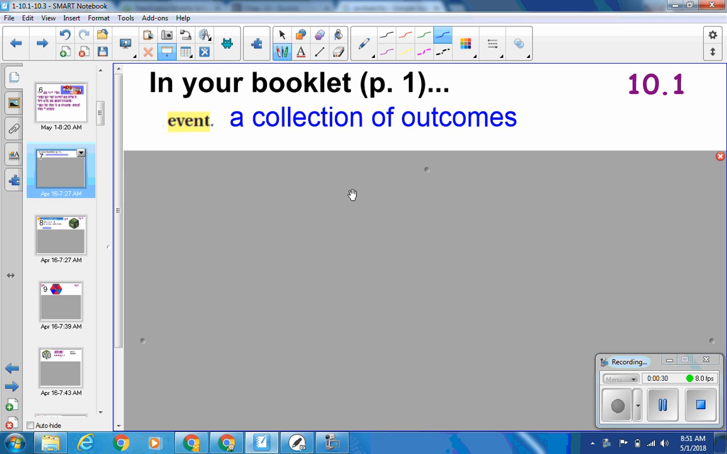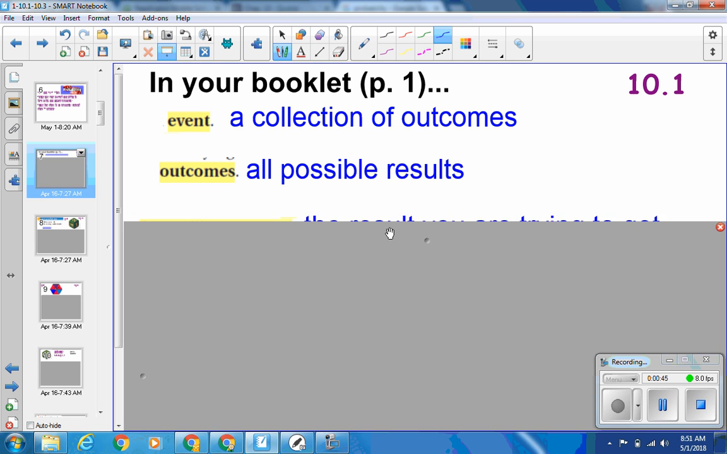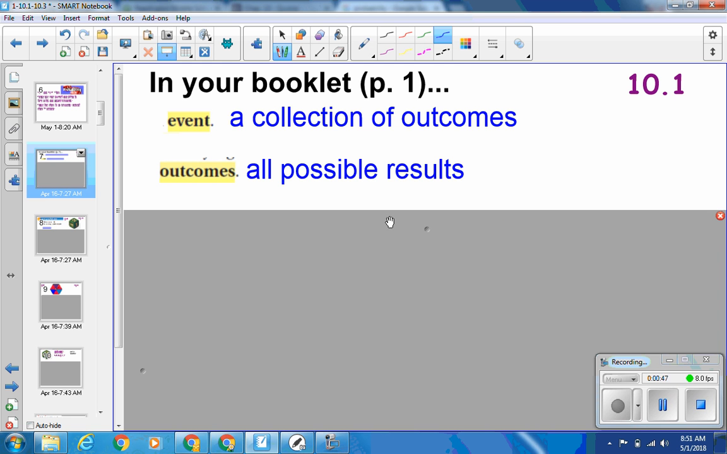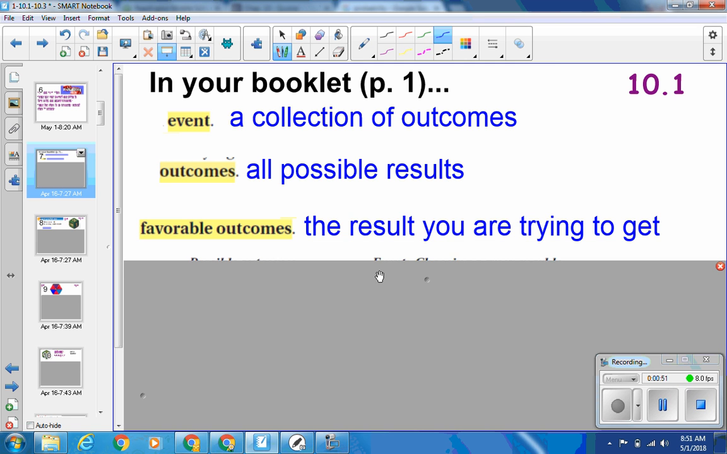Okay, so in your booklet on the first page, please write down the definitions to these vocab words. An event is a collection of outcomes, and I'll show you an example in a minute. The outcomes are all the possible results, and the favorable outcomes are the results you're trying to get to win the game.